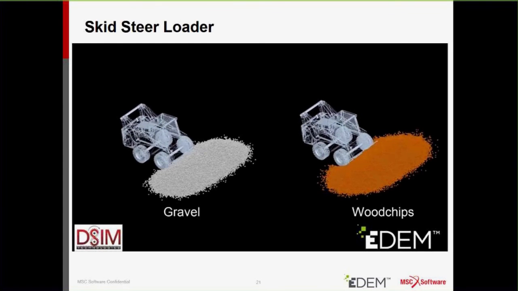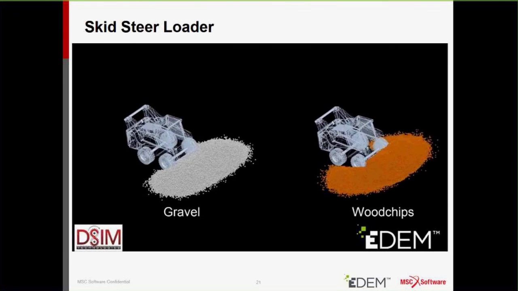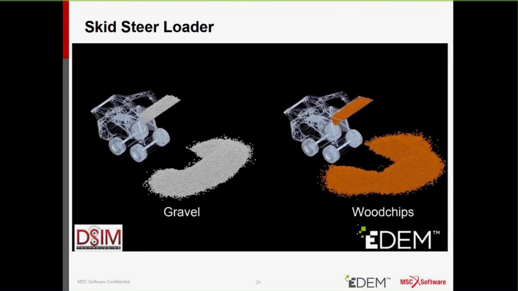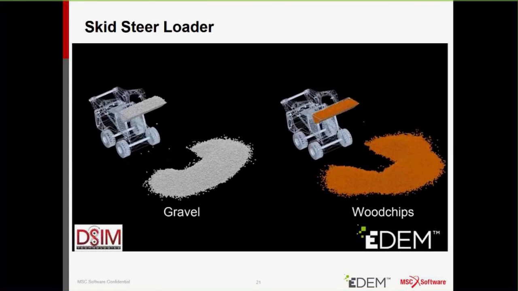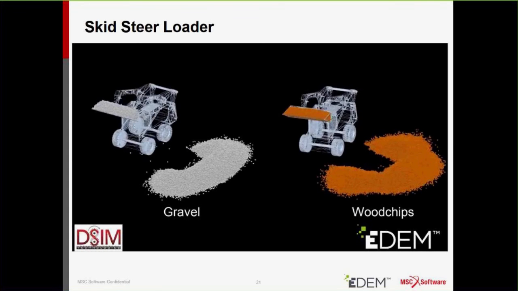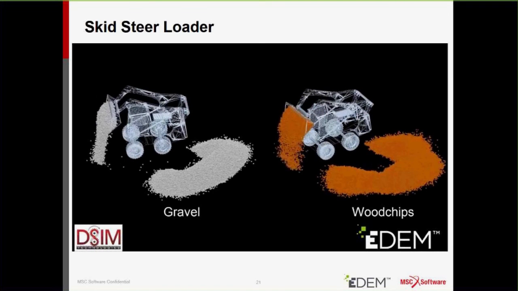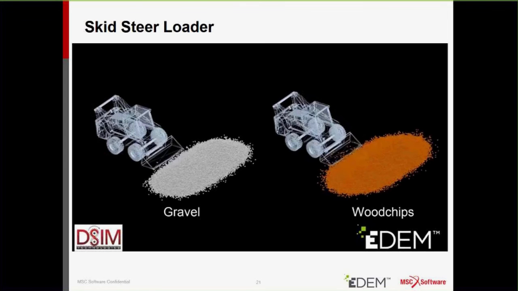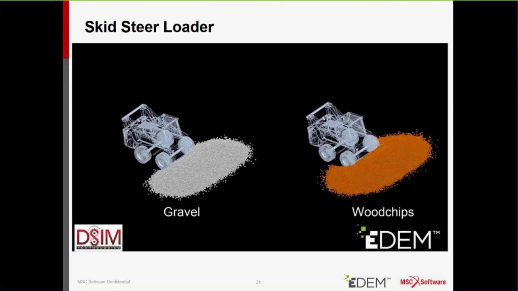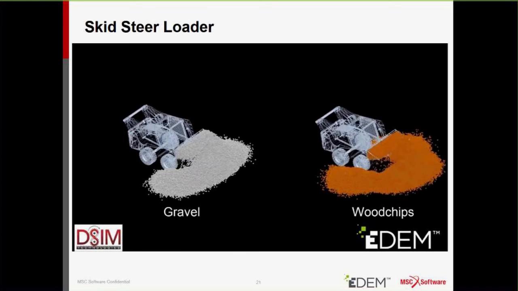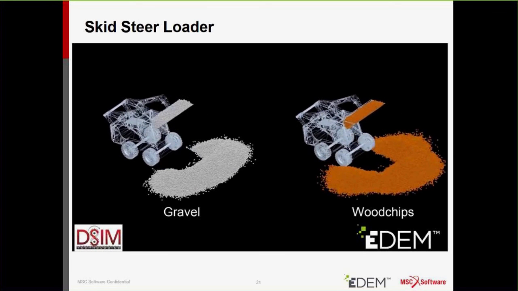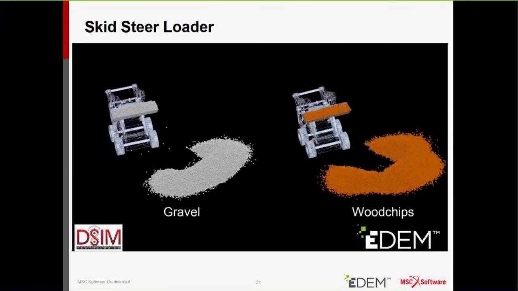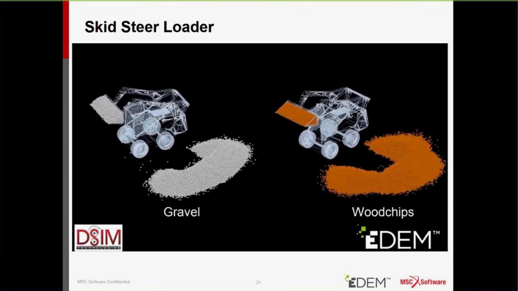In particular, right at the start when the bucket first enters the pile, we're getting a loss of traction of the wheels. As the wheels then dig in, you get a response from the material pile. In particular, wood chips, which are much lighter than the gravel, show very complex behavior and much greater spreading of the overall pile, which is really a phenomenon that's very difficult, if not impossible, to predict accurately using hand calculations, and can only be predicted with the accuracy of EDEM.